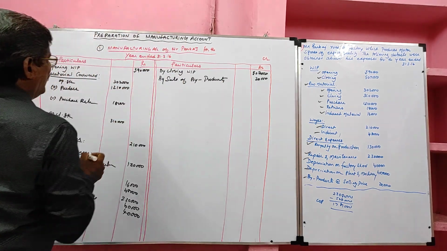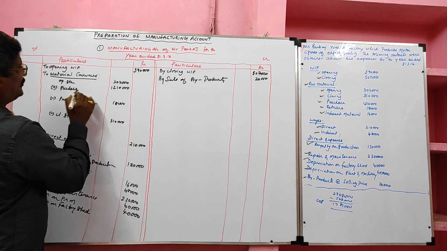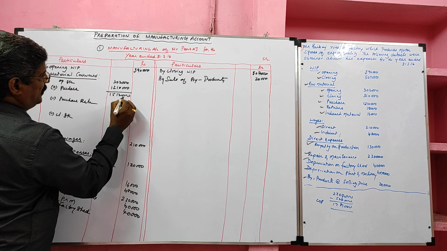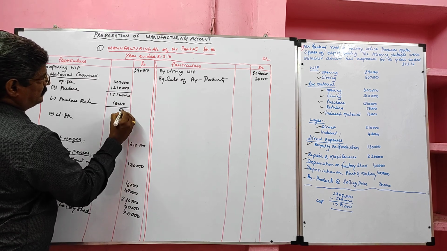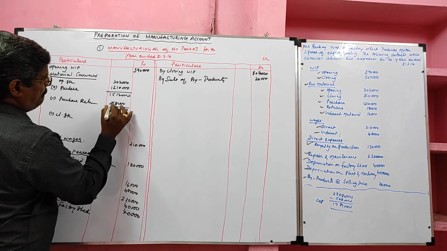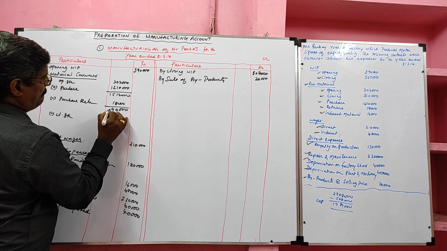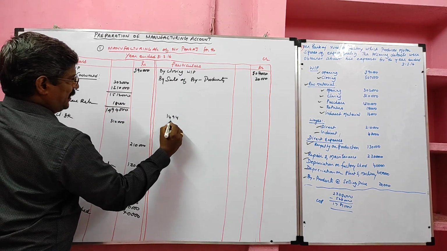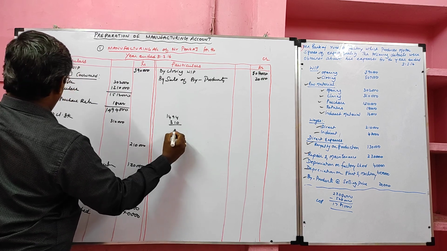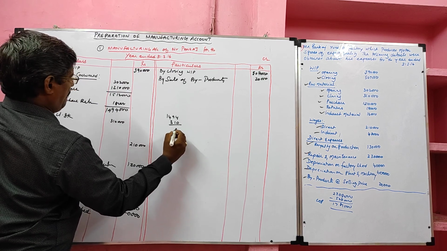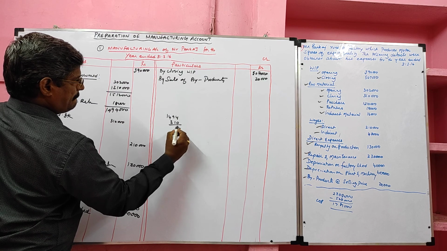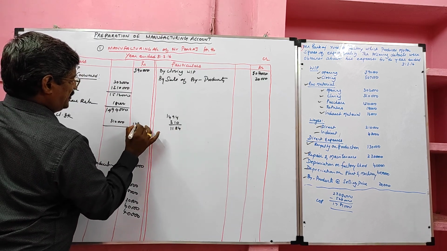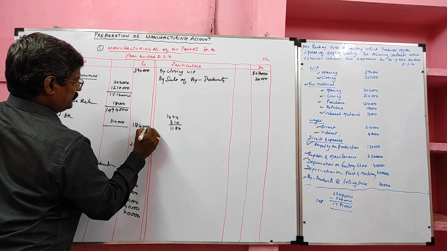Now we have to find the material consumed. Opening stock plus purchases gives 15,12,000. Deduct returns, giving 14,94,000, minus closing stock 3,10,000. So our material consumed is 11,84,000.